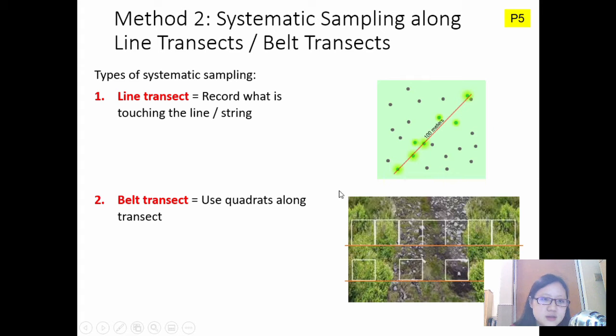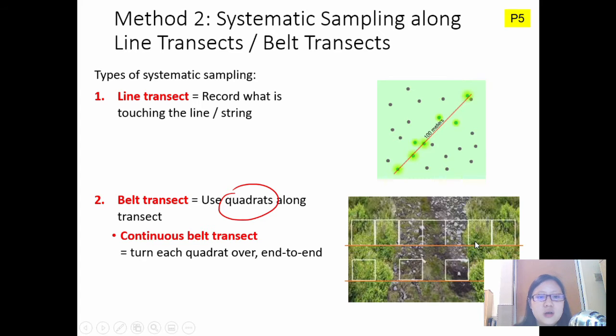Whereas a belt transect is slightly different. A belt transect actually uses quadrats, but unlike random sampling, where you place them randomly, in systematic sampling using belt transects, you have a line across as well, and then you use quadrats along those lines. Those quadrats can be end to end like this, and this is called a continuous belt transect. Basically, you have one quadrat here, then you flip it over so that it's end to end like this. You do this multiple times, keep flipping it, and this is continuous.